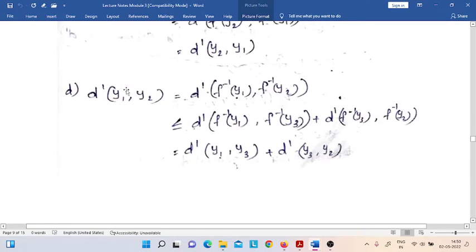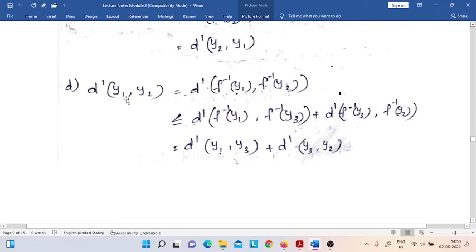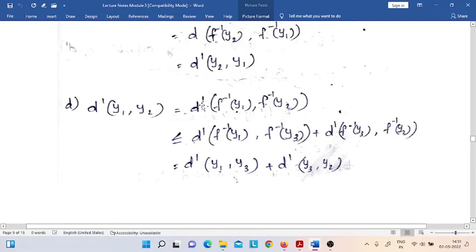Now to verify the fourth condition, the triangle inequality, we need 3 points. The first 2 points are y1 and y2, which belong to Y. A third point is also required, y3. So we consider y1, y2 and y3, the 3 points which are members of Y, and we can think about their inverse images, f inverse of y1, f inverse of y2 and f inverse of y3. These 3 elements are present in the first space X. And then we write d prime of y1, y2 equal to d of f inverse of y1 comma f inverse of y2.